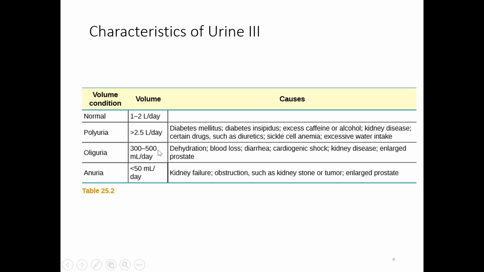A small amount of urine, less than 500 milliliters, half a liter a day, indicates either dehydration, blood loss, diarrhea, or any problems where we lose fluid. And finally, anuria, less than 50 milliliters per day, usually indicates kidney failure, and it's a very dangerous condition.